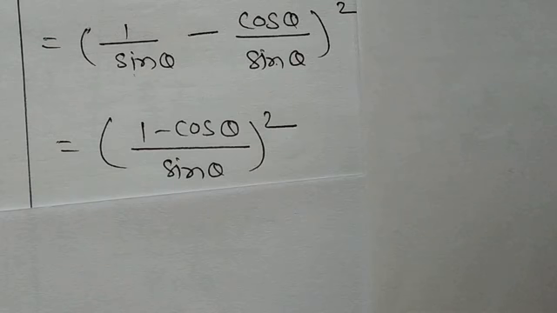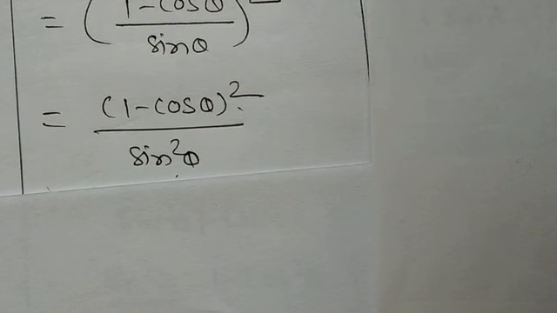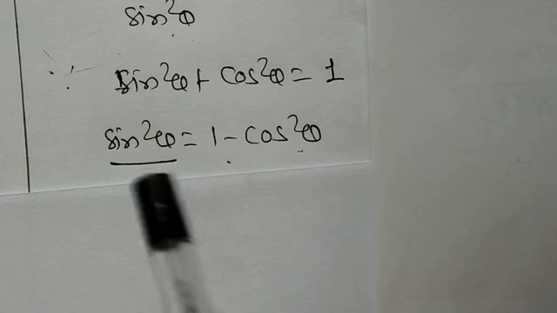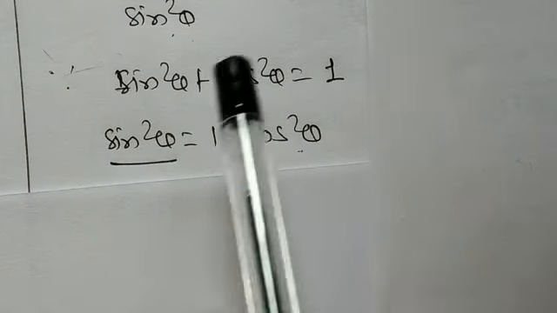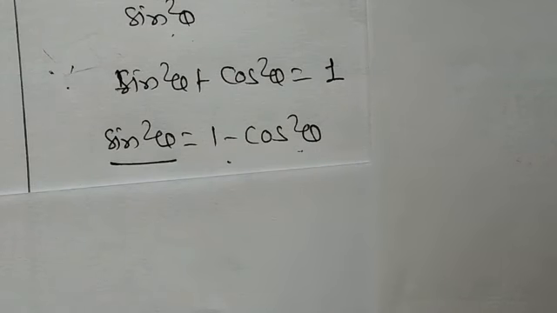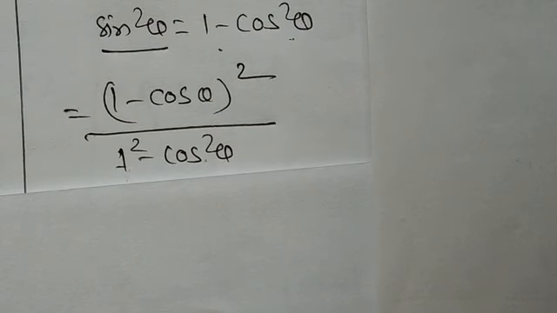So we can separate the square: (1 minus cos theta) whole square upon sine theta whole square, that is (1 minus cos theta) square upon sine square theta. Now, as we know the identity, sine square theta plus cos square theta equals 1. Then subtracting cos square, we shift it to the other side, that is 1 minus cos square. Then sine square theta equals 1 minus cos square theta. You can use this value here: sine square theta equals 1 minus cos square theta. Then our expression is (1 minus cos theta) whole square, and put the value of sine square, which is 1 minus cos square.